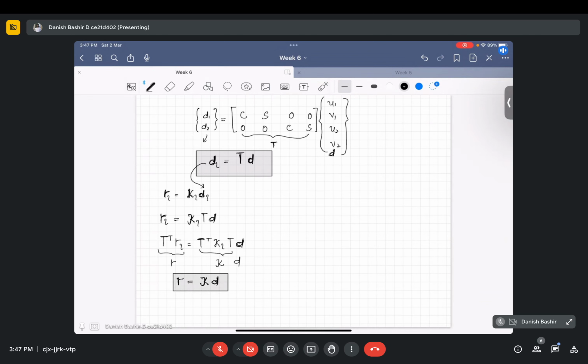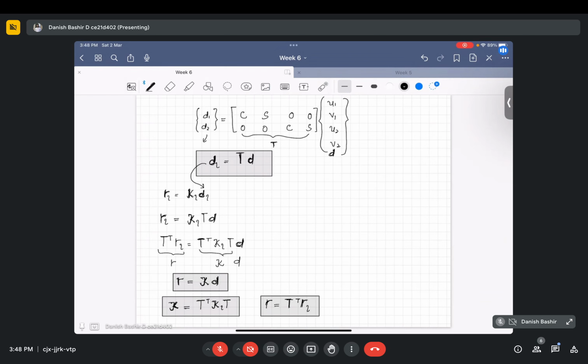So the stiffness matrix in global system K is given by the transformation matrix transpose, multiplied by the local stiffness matrix of the element, multiplied by the transformation matrix again. And the global load vector R you will get by T transpose multiplied by RL, the local load vector. Okay, I hope this is clear to you.